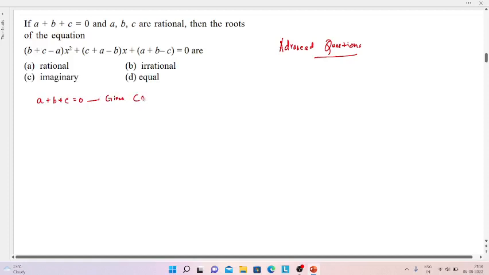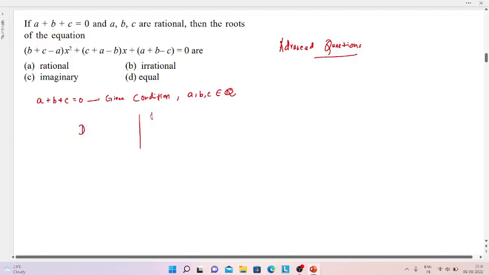You know the given condition is a plus b plus c equals 0, and a, b, c are rational numbers, or we can write a, b, c belong to Q, the rational numbers. Then the roots of the equation, are they rational, irrational, imaginary, equal? In order to find out the nature of the roots, whether these are irrational, rational, imaginary, or equal, we just have to find out d.